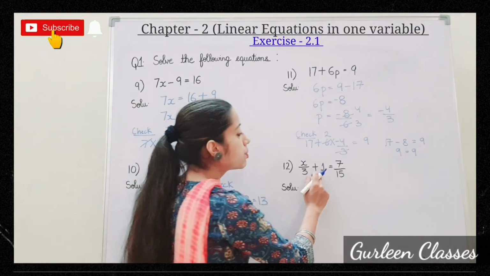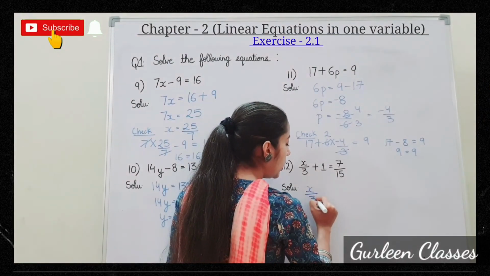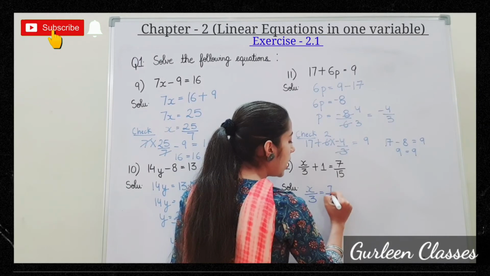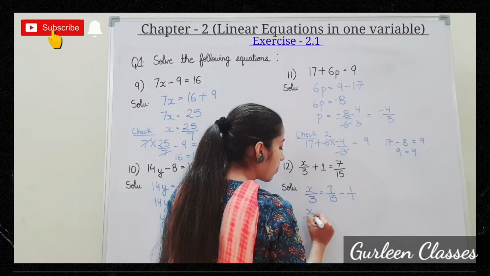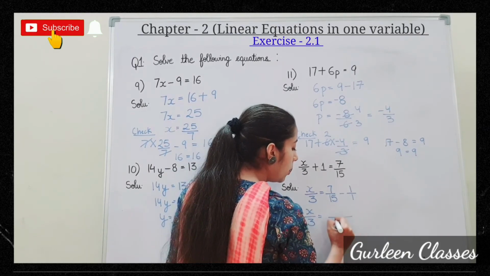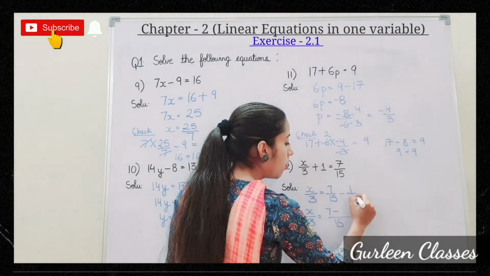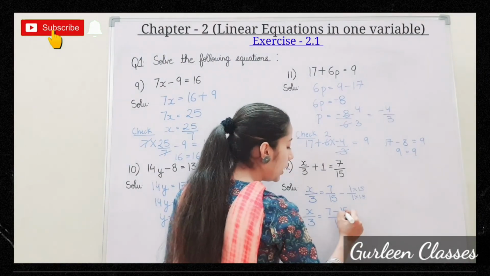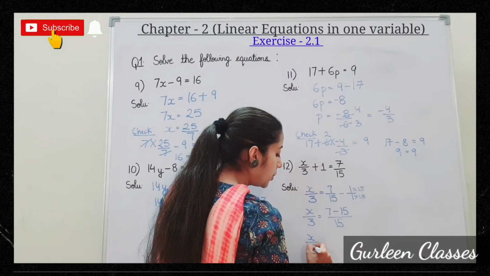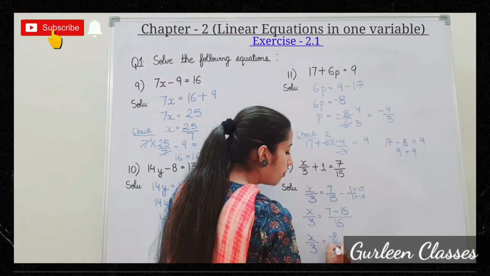12th part, x upon 3 plus 1 is equal to 7 upon 15. So we will transpose plus 1 to the right side. x upon 3 is equal to 7 upon 15 minus 1 upon 1. x upon 3 is equal to, LCM we have 15. 7 minus 1 into 15. So 7 minus 15. x upon 3 is equal to minus 8 upon 15.